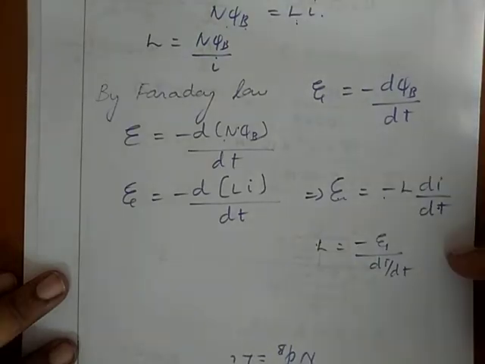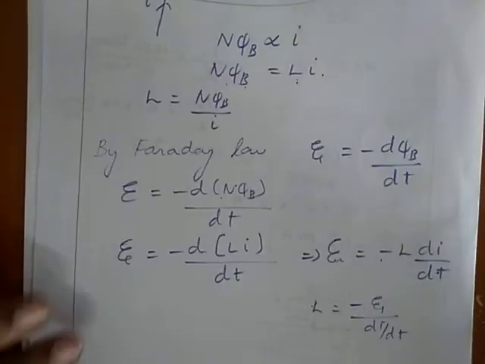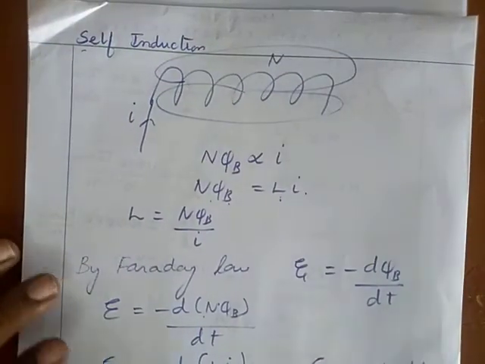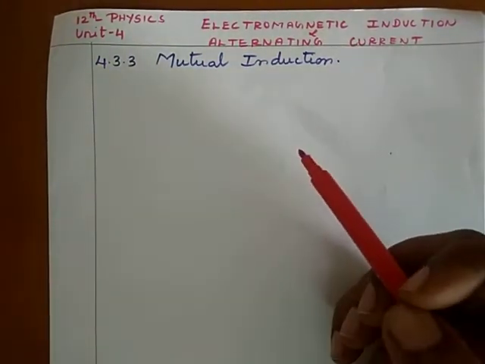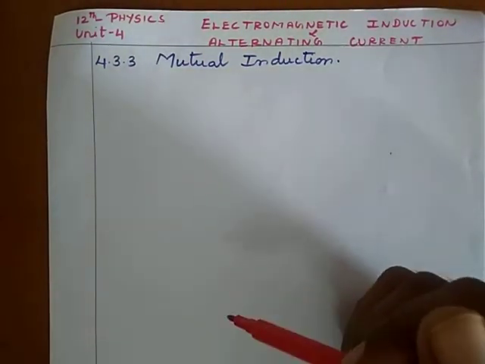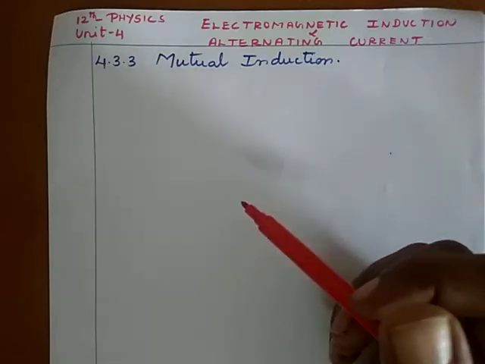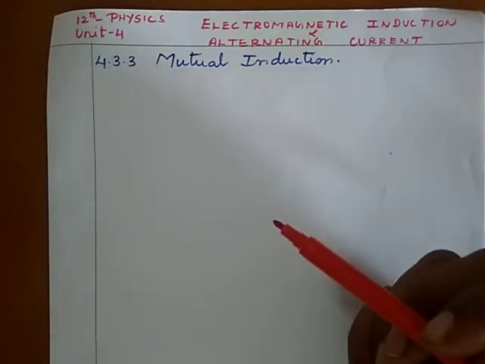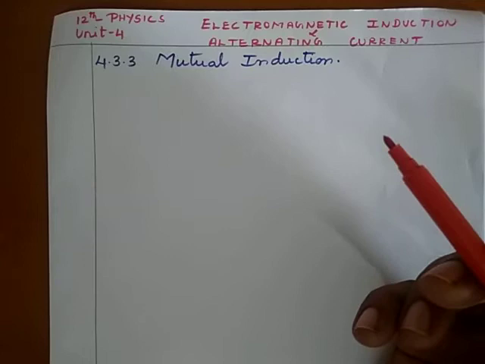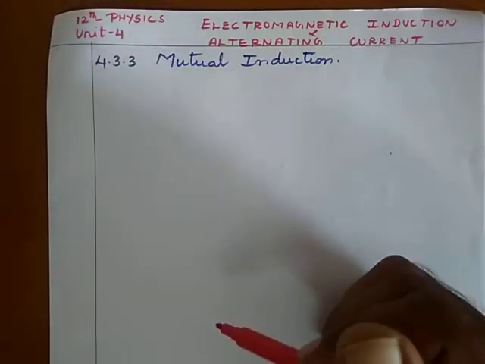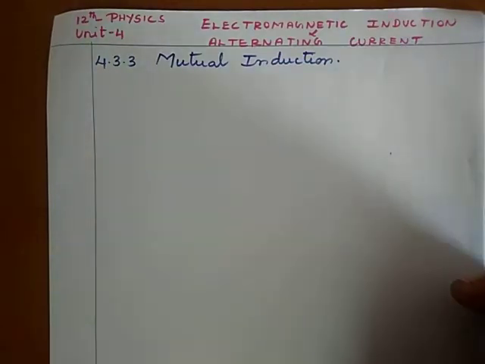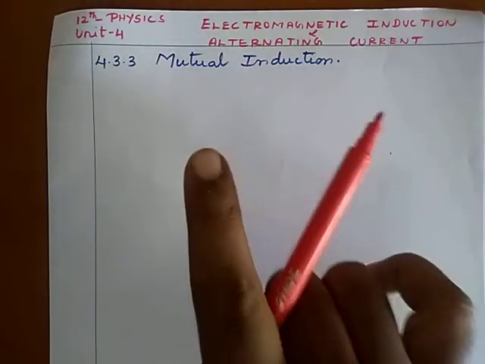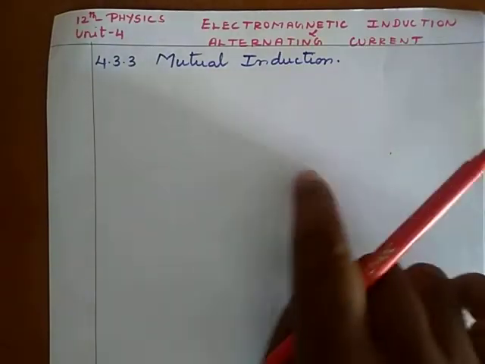By this method, let me see what is meant by mutual induction. Mutual induction is a phenomenon by which, when an electric current passing through a coil changes with time, an induced EMF is produced in a neighboring coil. This is known as mutual induction. In self-induction we consider a single coil. Here in mutual induction, let us consider two coils.